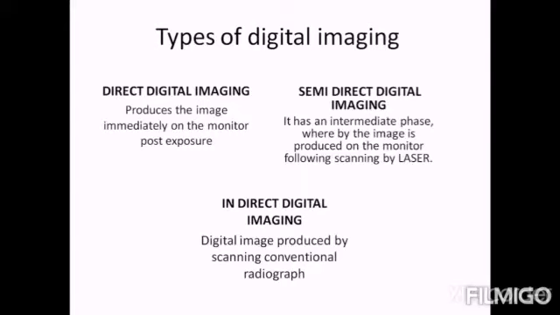Types of digital imaging. There are three types: direct, semi-direct and indirect. Direct digital imaging produces the image immediately on the monitor post-exposure. Semi-direct digital imaging has an intermediate phase whereby the image is produced on the monitor following scanning by laser. Indirect digital imaging: here the digital image is produced by scanning a conventional radiograph.